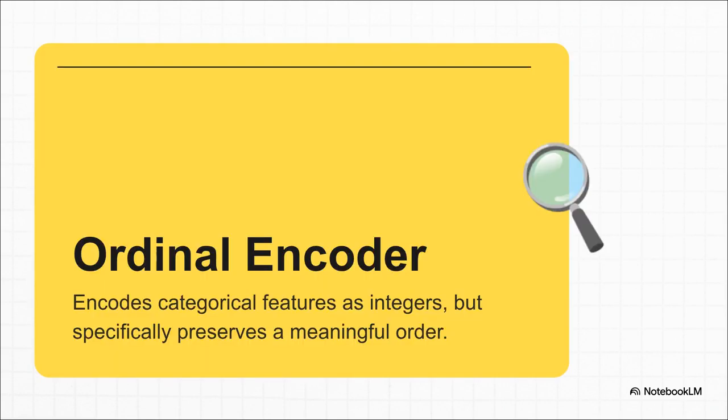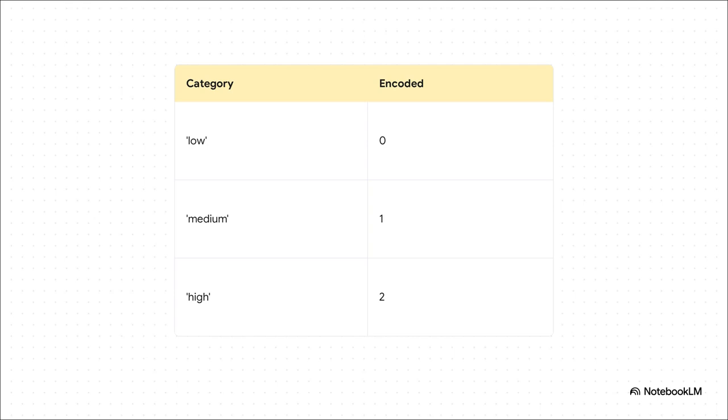Now, let's get a little bit smarter with our next tool, the ordinal encoder. At first glance, it looks a lot like the label encoder, but it has one critical, game-changing superpower. It actually understands and preserves a logical order. So here, the numbers aren't just random labels anymore. They actually mean something. Low becomes 0, medium is 1, and high is 2. The machine can now literally see that 2 is greater than 1, meaning high is greater than medium. That's a huge piece of information we just gave it.